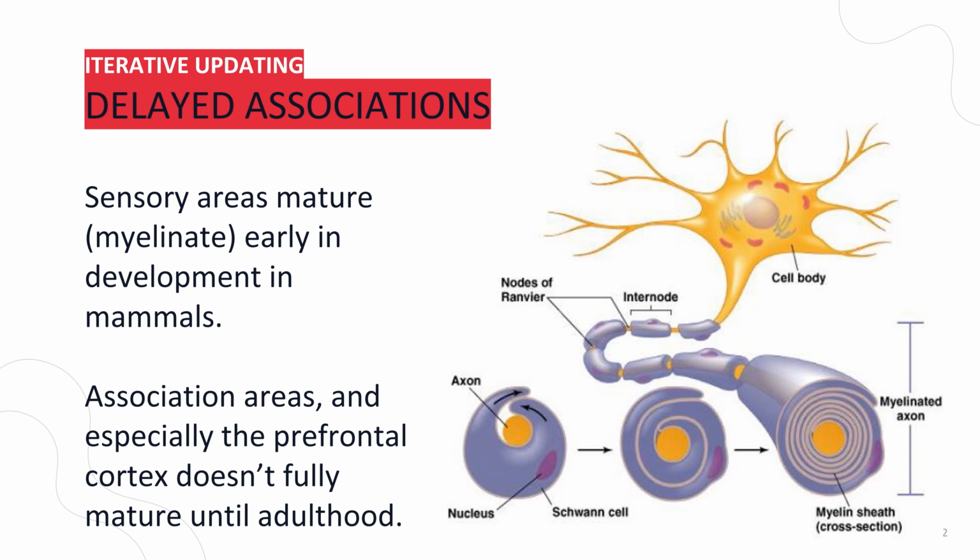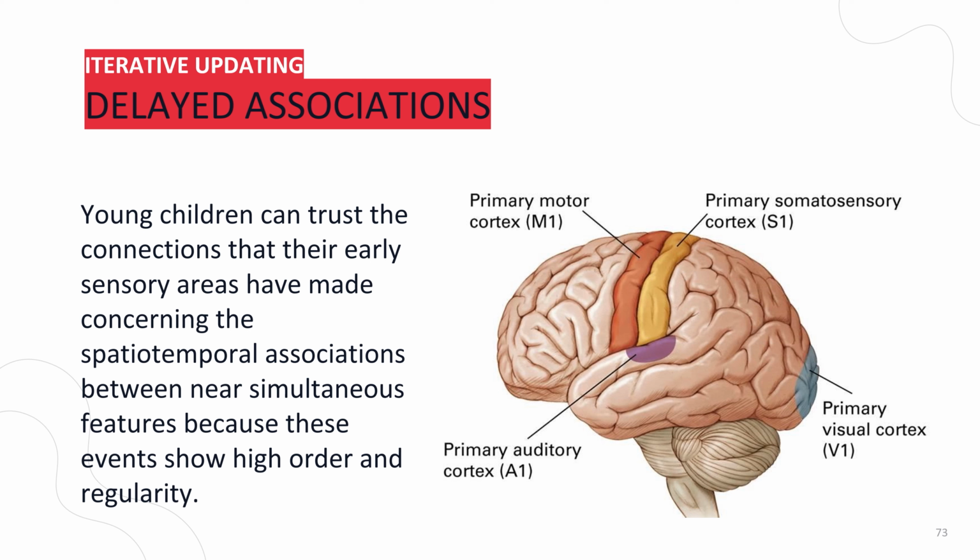Because the frontal lobes of infants are underdeveloped, their brains probably exhibit far less continuity between states. Young children can trust the connections that their early sensory areas have made concerning the spatiotemporal associations between near simultaneous features because these events show high order and regularity. So this is what their brains trust them to analyze. This is why the sensory areas develop early in children.